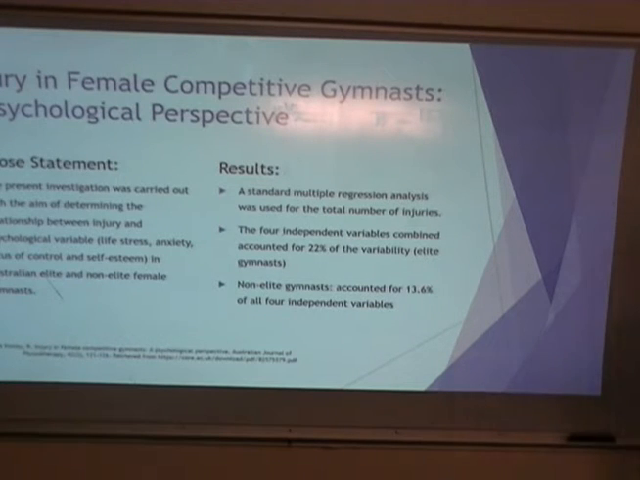There were 162 female gymnasts between the ages of 9 and 18 years old. They were all picked from Australia, and they were put into two different groups, elite and non-elite, so probably more like comp teams rather than just recreational gymnasts.